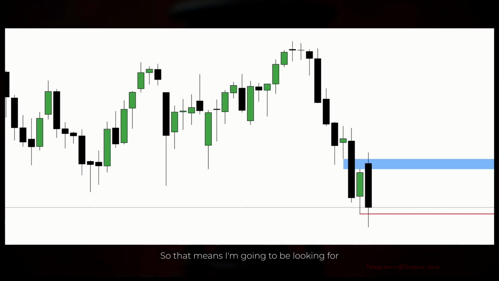So that means I'm going to be looking for signs being present of market maker sell models. Notice that we see the market retrace into that day CB. New day opens up, we open high, and the market then begins to expand towards the downside, taking out sell side liquidity engineered below this low.